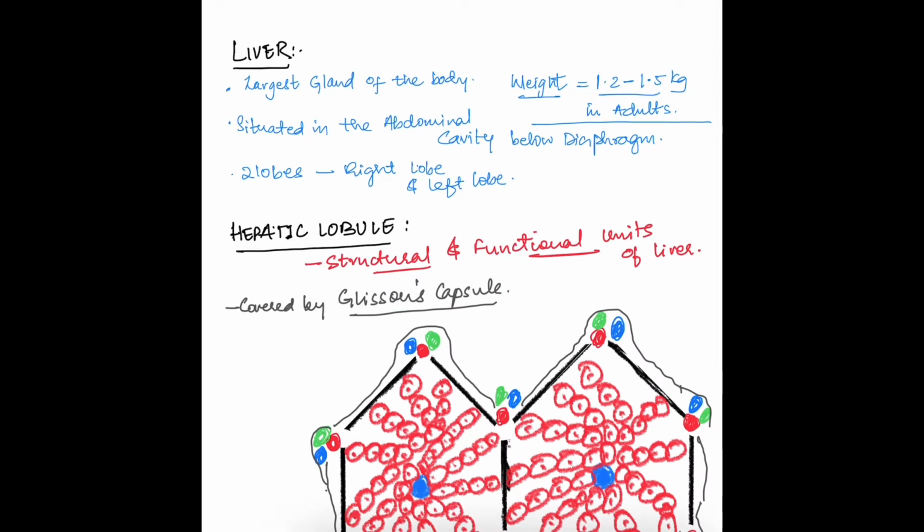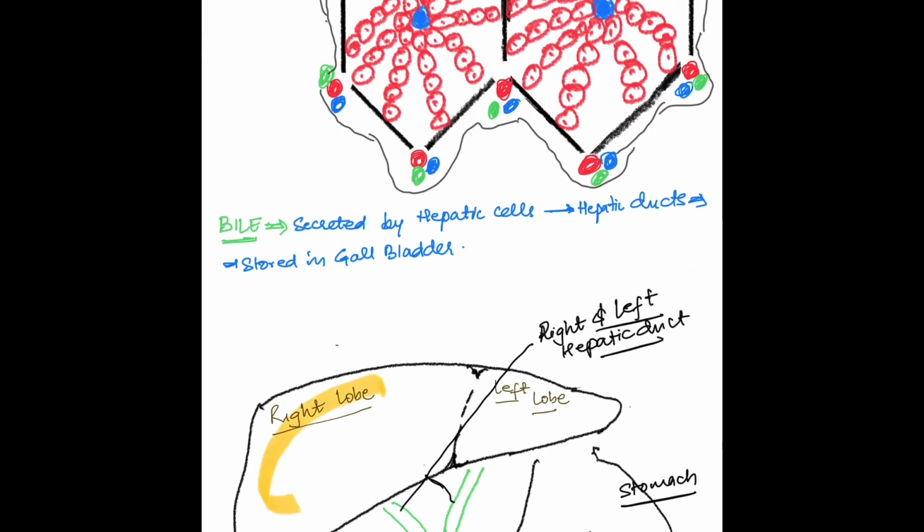It is the largest gland of the body. Weight of liver in adult humans is about 1.2 to 1.5 kilograms. It is located in the abdominal cavity below the diaphragm. It is made up of two lobes, right lobe and left lobe. And the right lobe of liver is bigger than the left lobe.